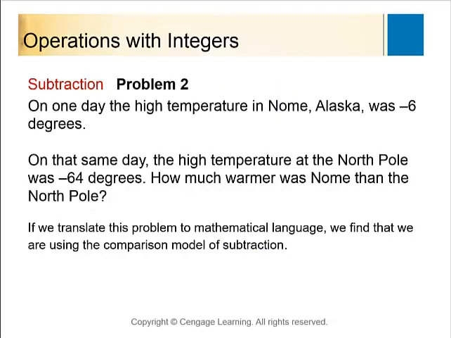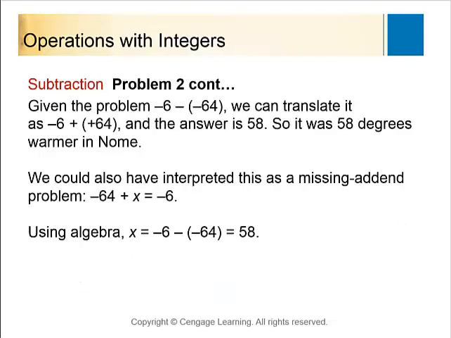And this is probably the trickiest one of all for students. One day, if the high temperature in Nome is -6 and at the North Pole the high temperature is -64, how much warmer is Nome than the North Pole? You might look at that as what's the difference between those two numbers. If you were sitting here at -6 and you're sitting here at -64, how much warmer? Really what you're doing is looking at the distance between these two numbers, and let's see how that'll be represented.